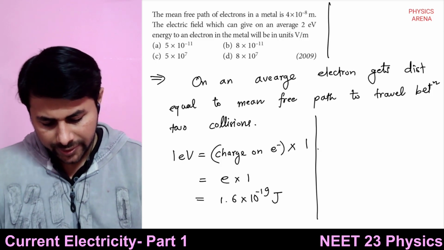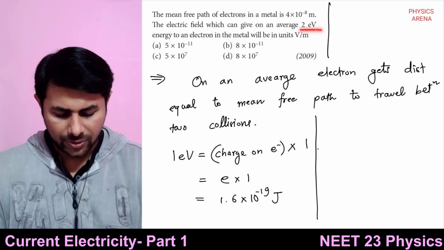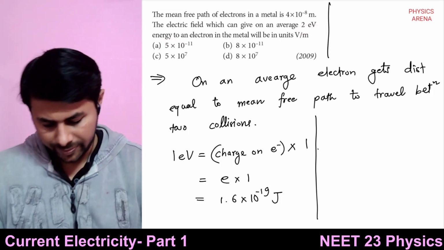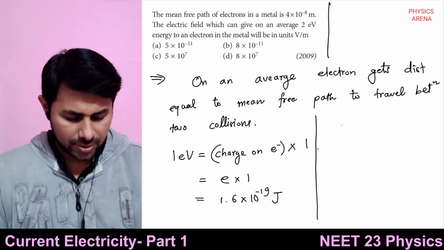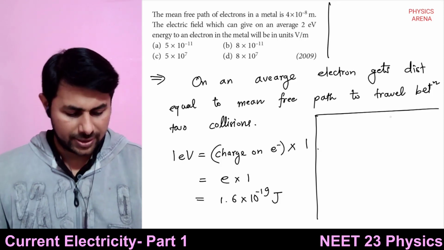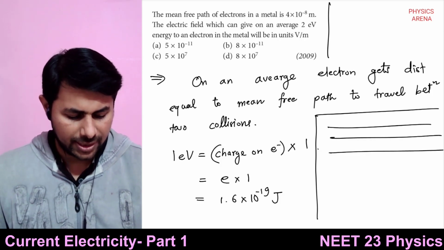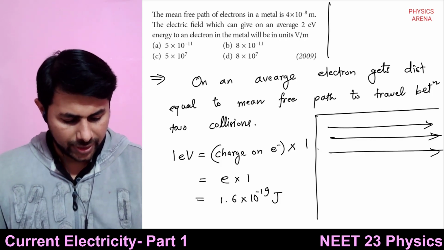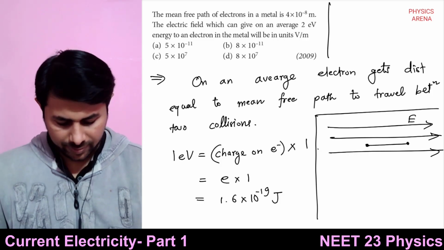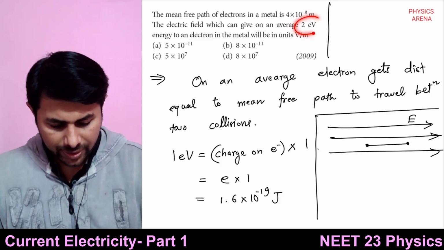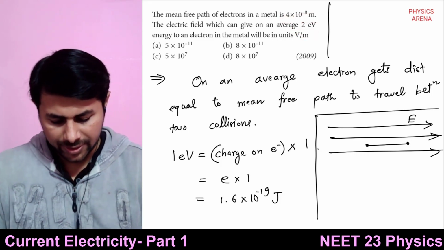So now question is, the electric field which can give on an average 2 electron volt energy to an electron. So suppose some electric field is there, and electron moves through that electric field. So this is the electric field, suppose. E is the electric field. So it moves through some distance. So distance is equal to how much? It is mean free path 4 into 10 raised to minus 8 meters.